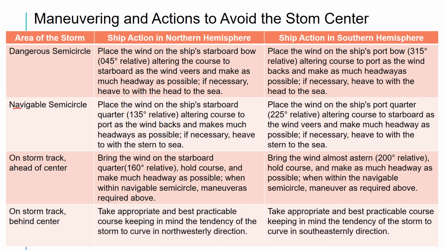Kung kayo naman ay nasa navigable semicircle, place the wind on the ship's starboard quarter, altering course to port as the wind backs and make as much headway as possible. If necessary, heave to with the stern to the sea. In the southern hemisphere, place the wind on the ship's port quarter, altering course to starboard as the wind veers and make as much headway as possible. If necessary, heave to with the stern to the sea.